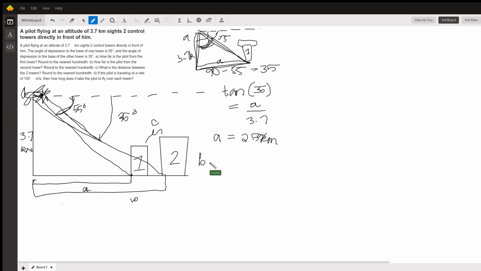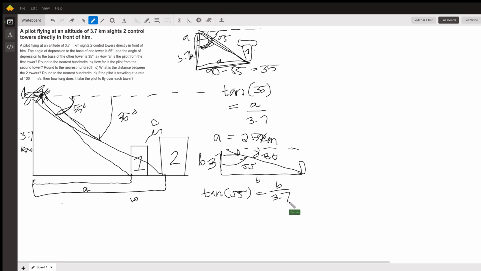Okay, and then you do the same thing with B. It's the exact same thing, except now the angle of depression is 35. And it's the same thing, it's a right angle, and so this one would be 55. And then we have B and 3.7 again. So then it's tangent of 55 equals B over 3.7. And so we have B equal to 5.28 kilometers.